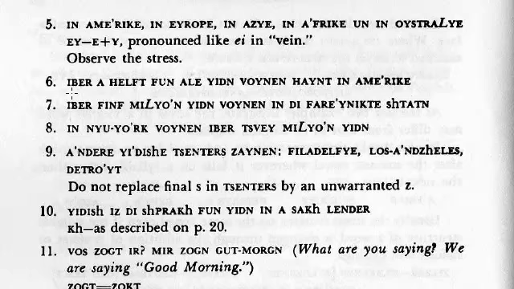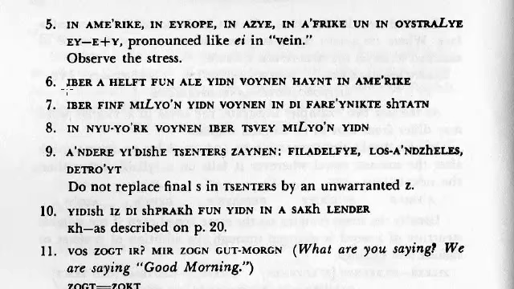Once again, the pronunciation is not indicated in the text. It's not indicated in the letters. You just have to learn it with your ears or by memory. You just memorize it. Okay, number 6 again. Über a Hälfte von alle Jiden wohnen heint in Amerika. Über a Hälfte von alle Jiden wohnen heint in Amerika.